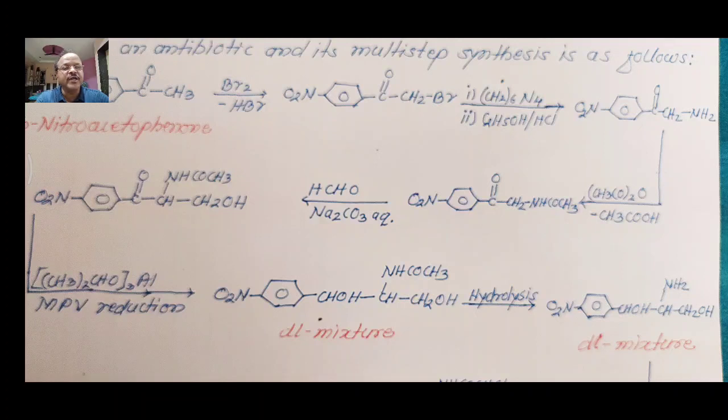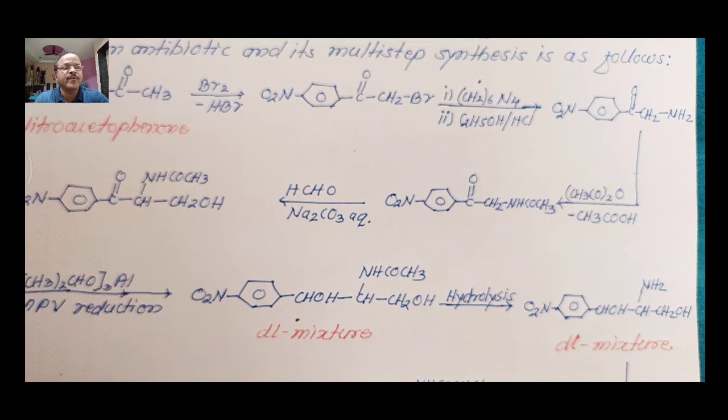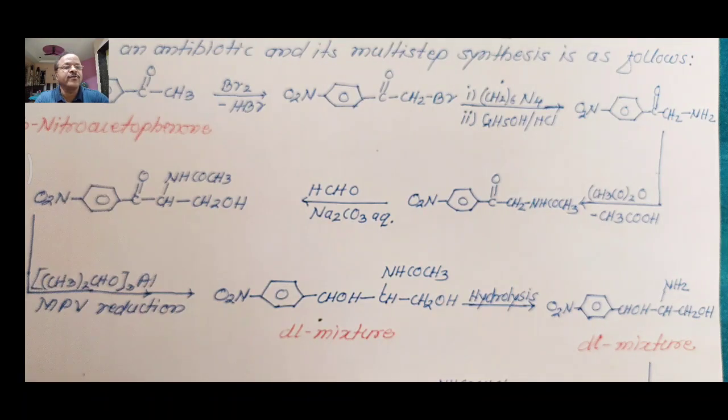Now this DL mixture, that is racemic mixture, is hydrolyzed, where we obtain again the racemic mixture, and see the chemical change that is occurring during this hydrolysis reaction. NHCOCH3 is converted into NH2 group. So remaining structure is one and the same. So NHCOCH3 get hydrolyzed to primary amino group, that is NH2 group.